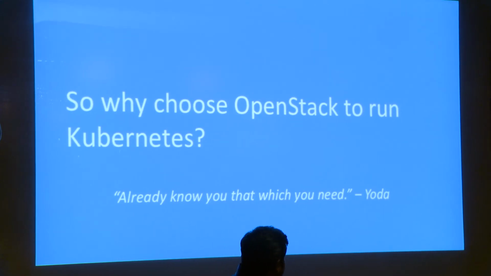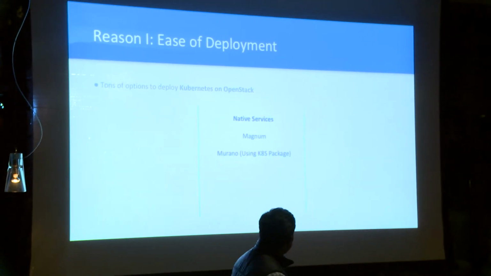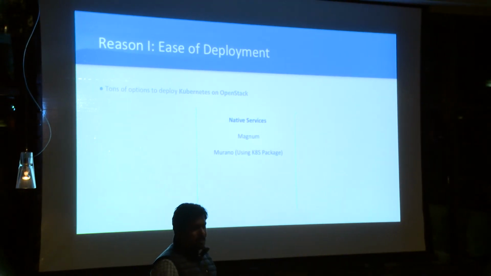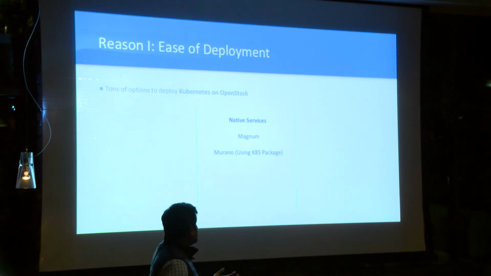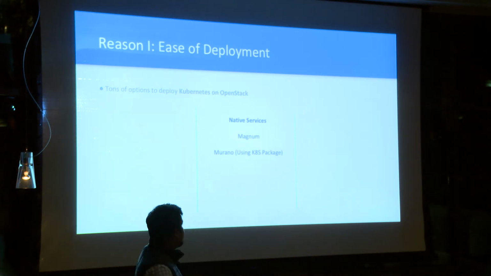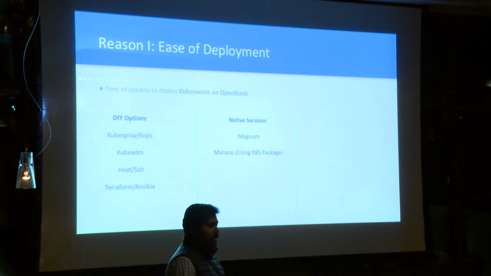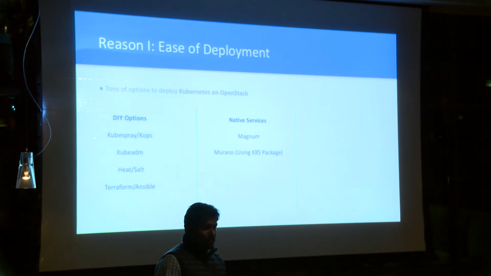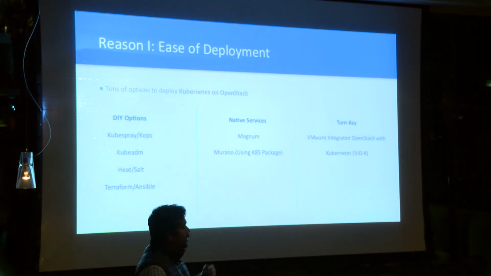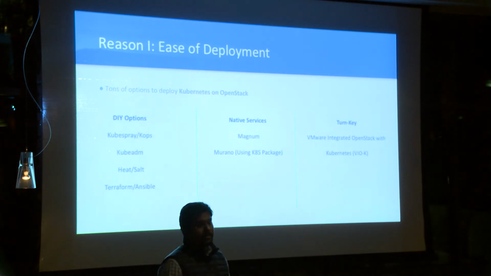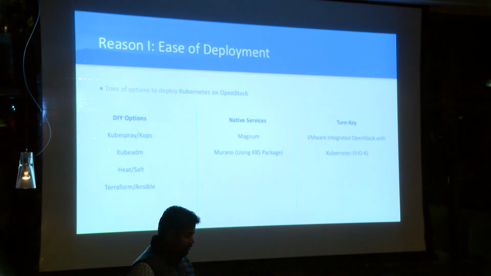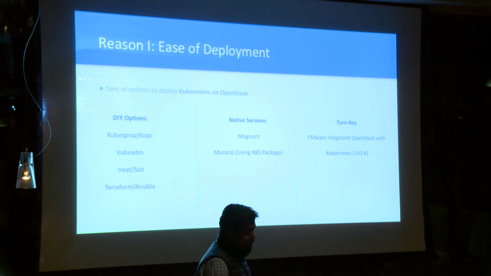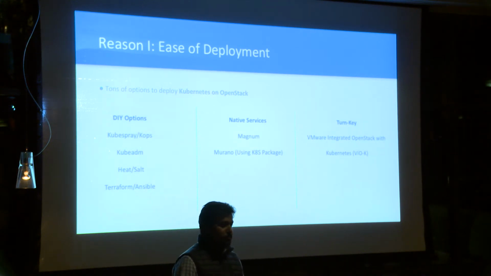Let's start with reason number 1, the ease of deployment. There are tons of options available out there to deploy Kubernetes on OpenStack. You could choose some of the native services in OpenStack like Magnum or Murano, or you could build your own custom solution using certain tools that I mentioned over there. Or if you're really interested in an enterprise-ready Kubernetes distribution and you want it to be a turnkey solution, you could use our recently released VMware Integrated OpenStack with Kubernetes. So these are your options. It's really easy to get going on OpenStack with respect to Kubernetes.